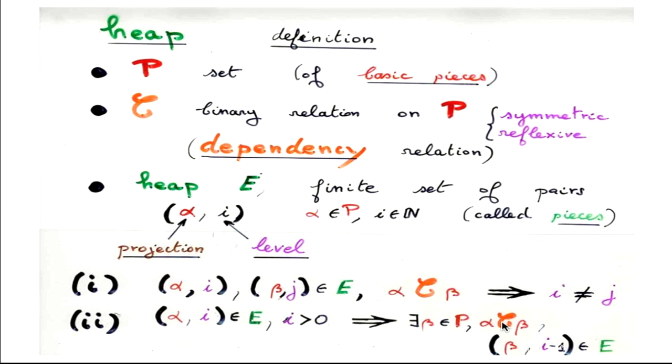So this is the abstract definition of the heap. And we will see many examples. So P is a set of basic pieces, C bolt the dependency relation. The elements of the heap are alpha, I. I call these pieces. The first element is the projection of the basic piece. The second element is the level, any integer. And we have these two conditions, 1 and 2.